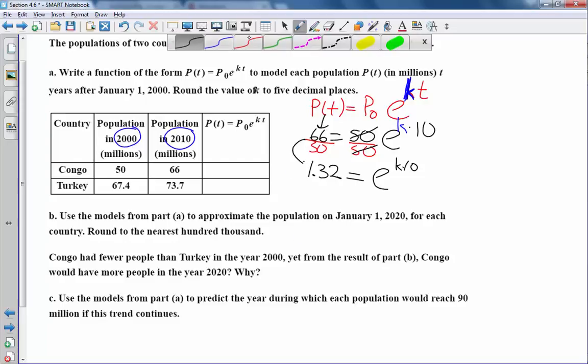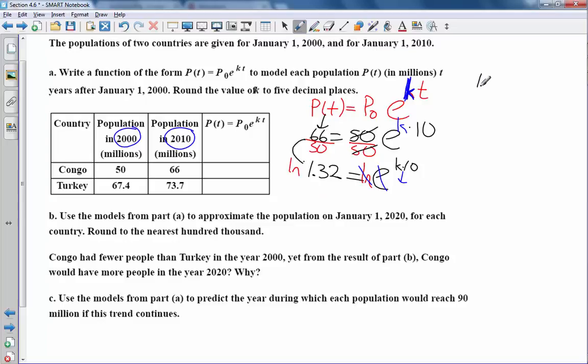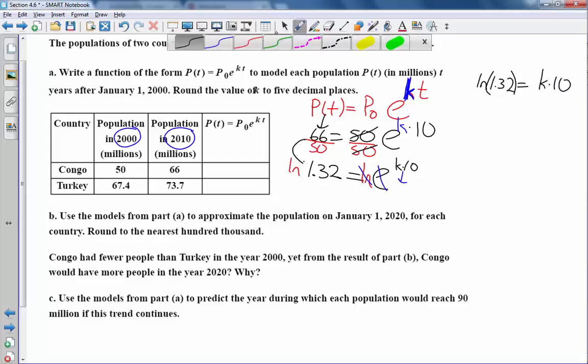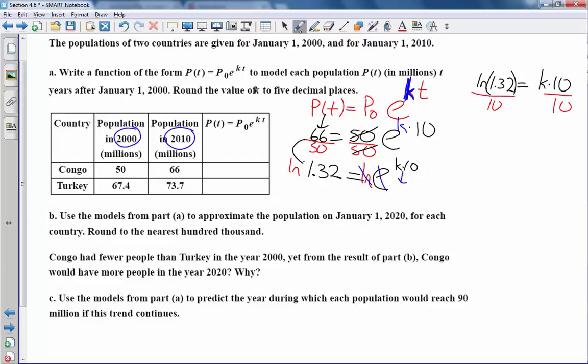And now I take ln of both sides. Same deal over and over. Cancel, and these fall here. And we get ln of 1.32 equals K times 10. Now we are looking for K. That means 10 must go. Alright. There you go, you've done it. K is this number.